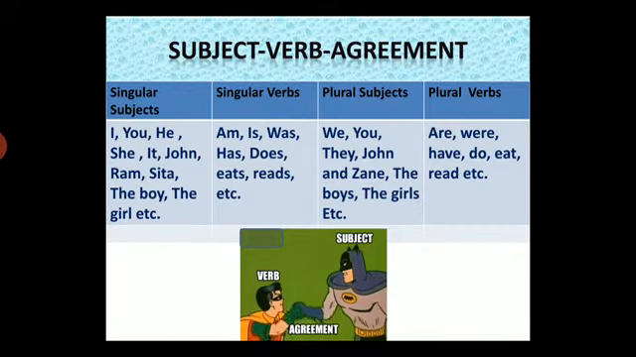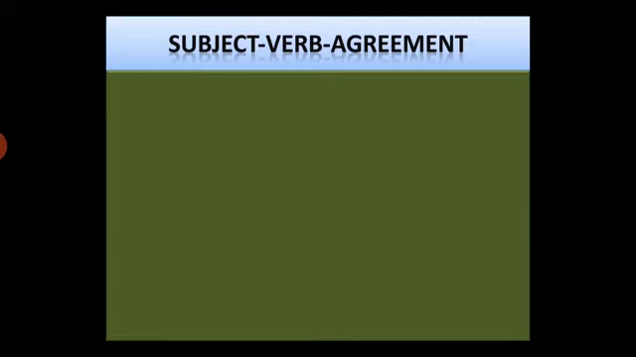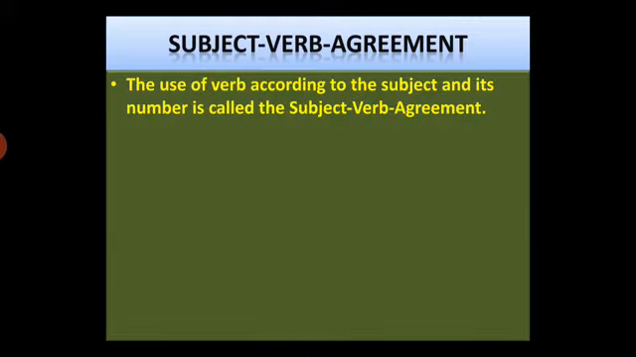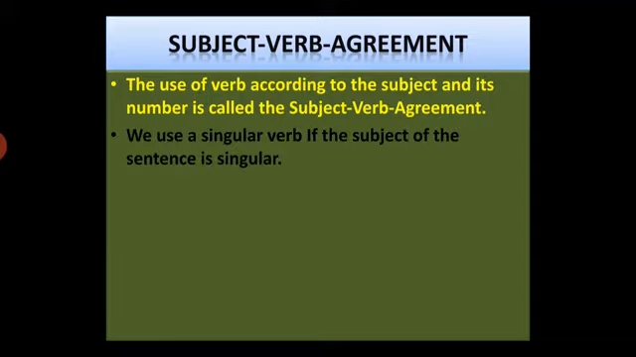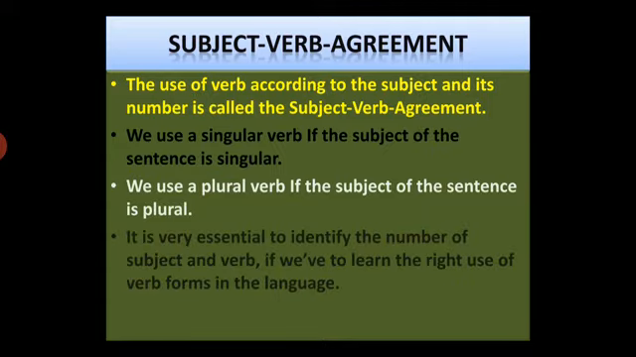Let's know about subject verb agreement. So my dear students, we have to learn the right use of verb according to the subject. We have to learn to identify the subject, whether it is singular or plural. The use of verb according to the subject and its number is known as subject verb agreement, known as syntax. We use a singular verb if the subject of the sentence is singular. We use a plural verb if the subject of the sentence is plural. So it's very essential to identify the number of subject and verb.